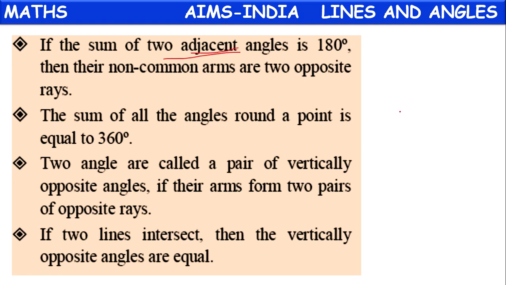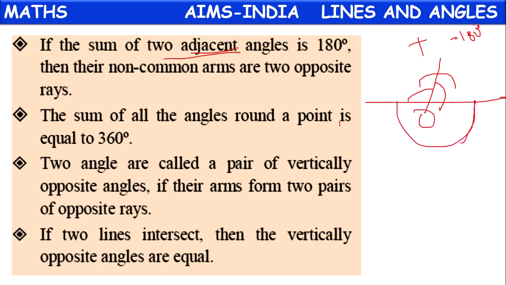So if the sum of two adjacent angles is 180 degrees, then these two arms, OA arm and OB arm, will be opposite rays. OA and OB will be opposite rays.